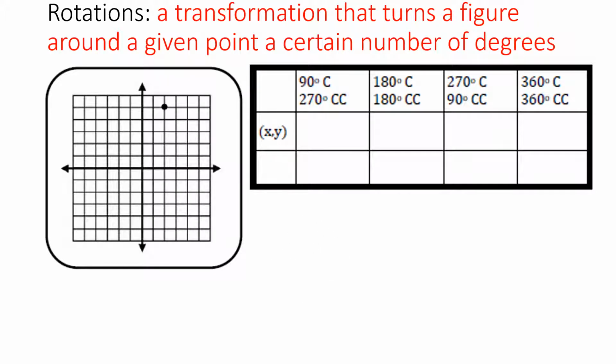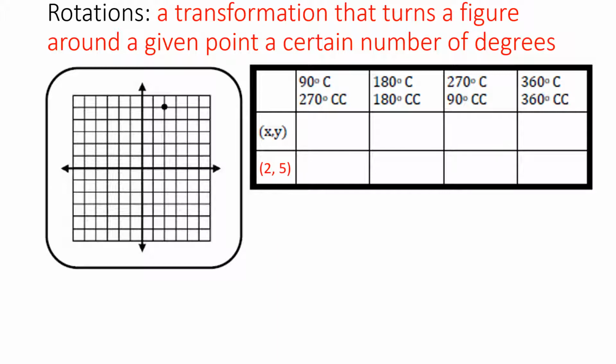So rotations, the formal definition of a rotation is a transformation that turns a figure around a given point a certain number of degrees. For this first example and for the rest of this foldable, let's assume that the given point is the origin and then the directions will tell us how many degrees that we're turning. So if we look at the example that we have right now, we have a black dot or a point at the ordered pair of 2, 5.